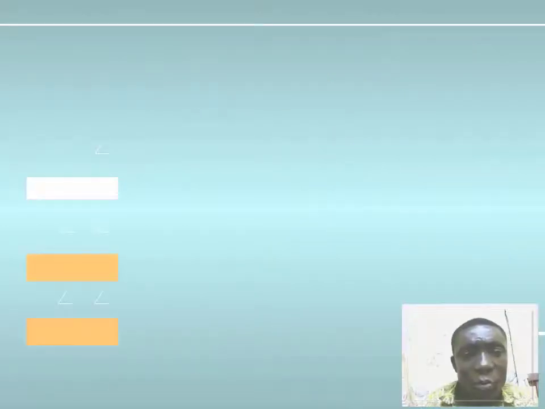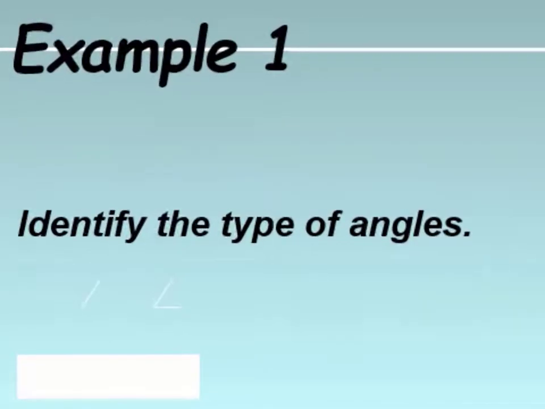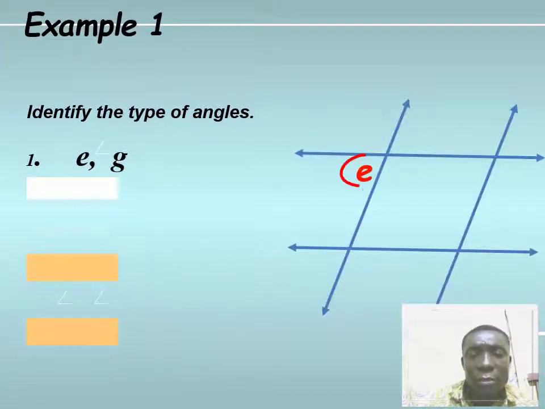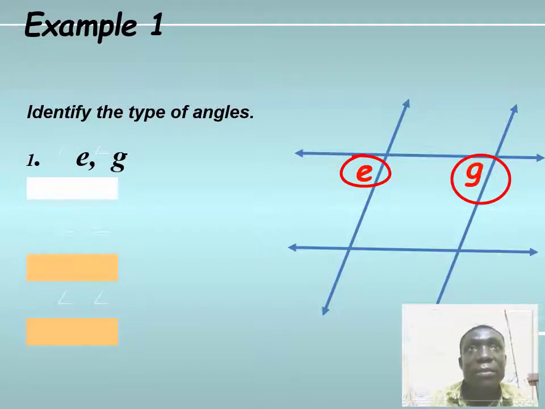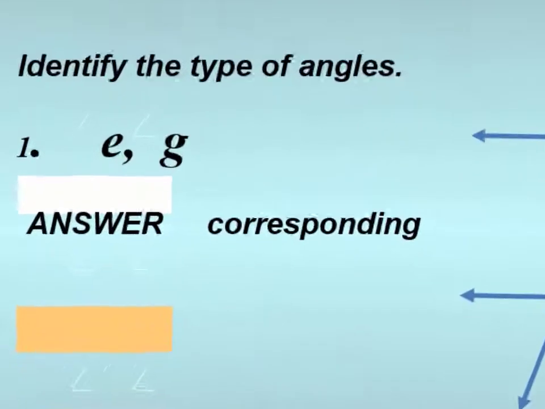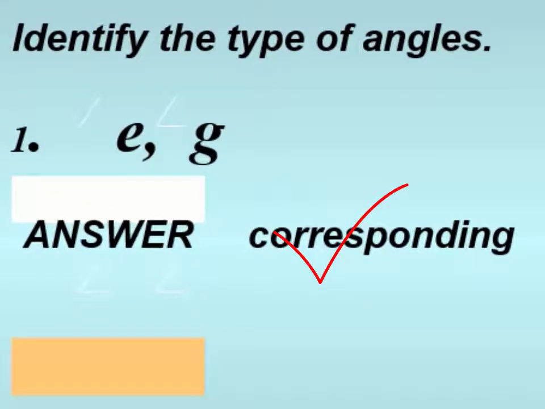Let's look at example 1. Identify the type of angles. We have angle E and angle G. Now, the diagram. Look at the position of angle E and angle G. What type of angle is that? I'm giving you some time. Ponder over it. The answer is corresponding angles.